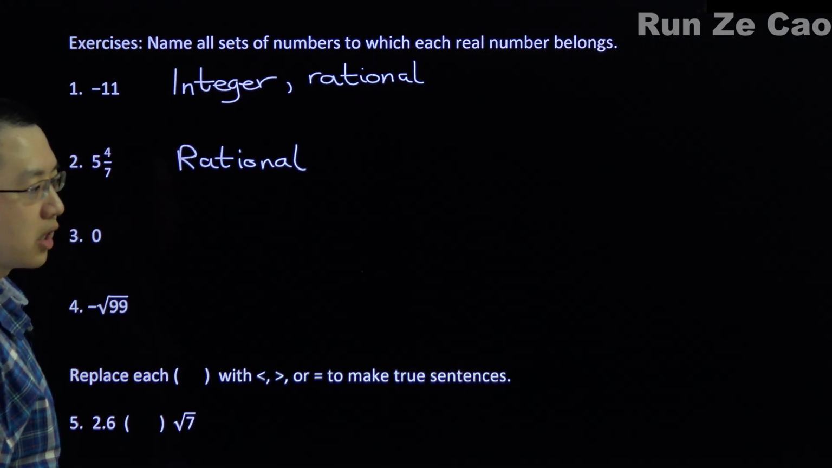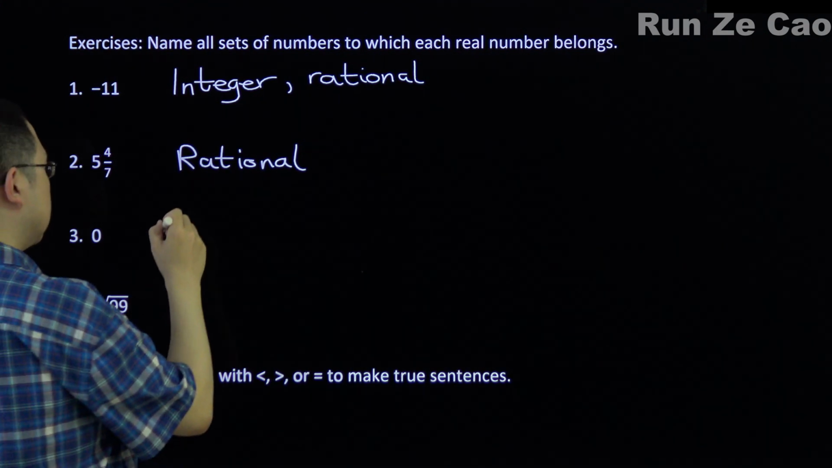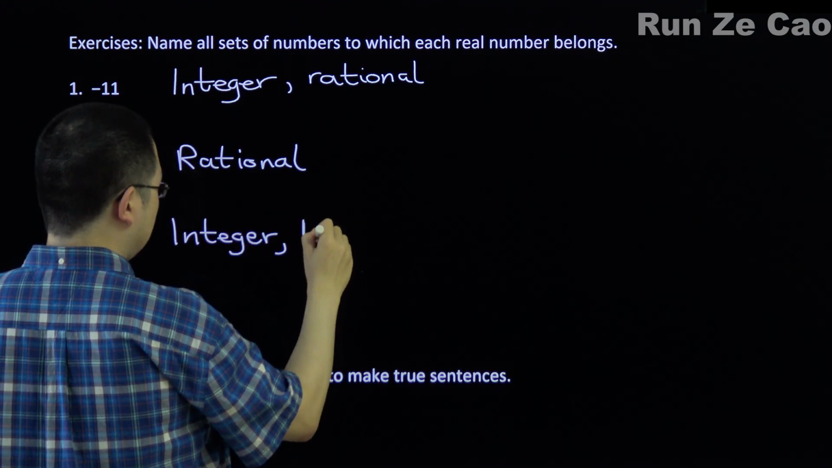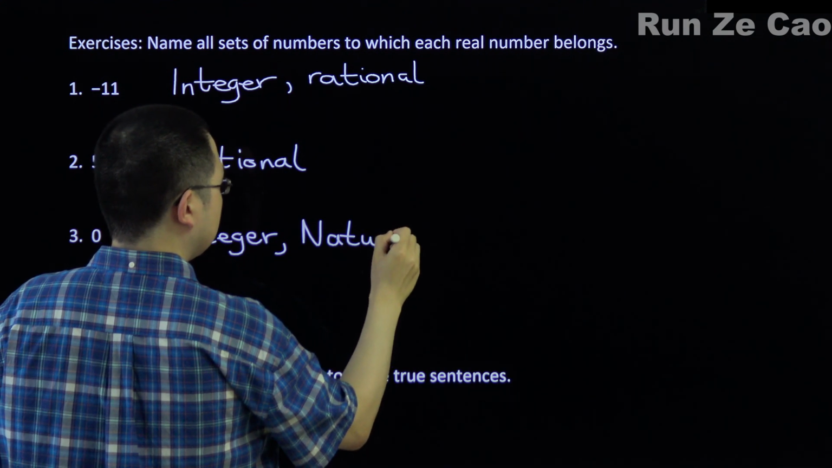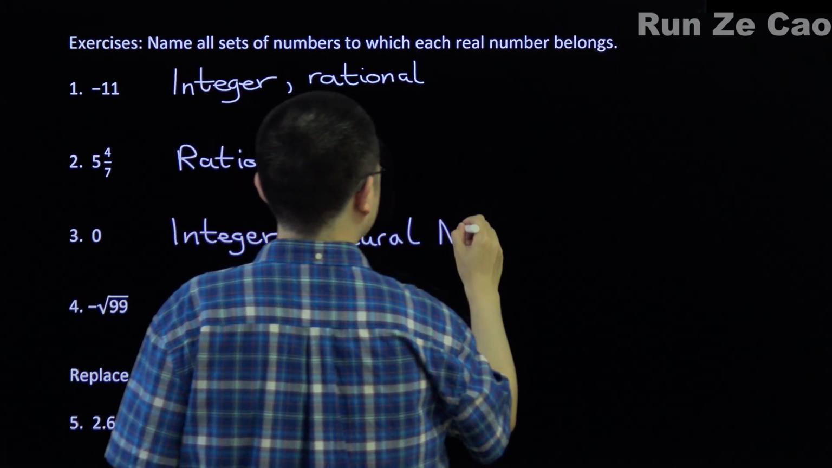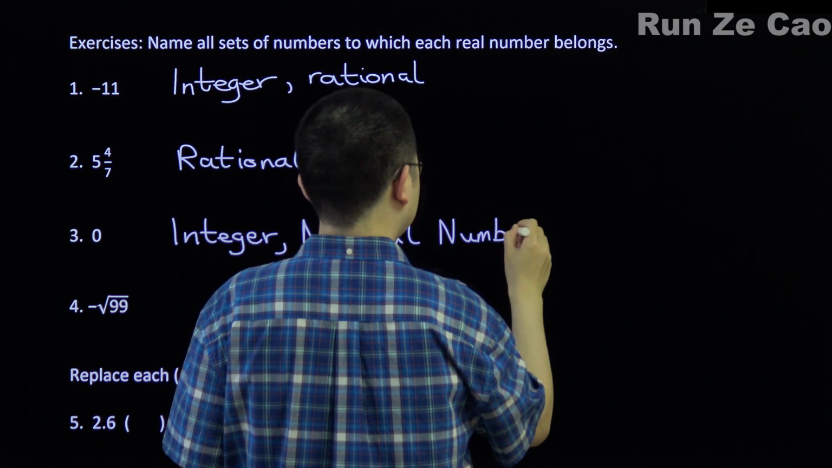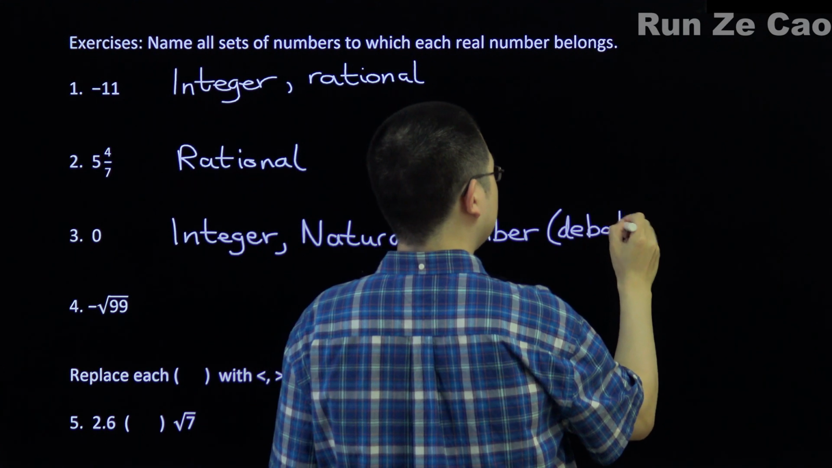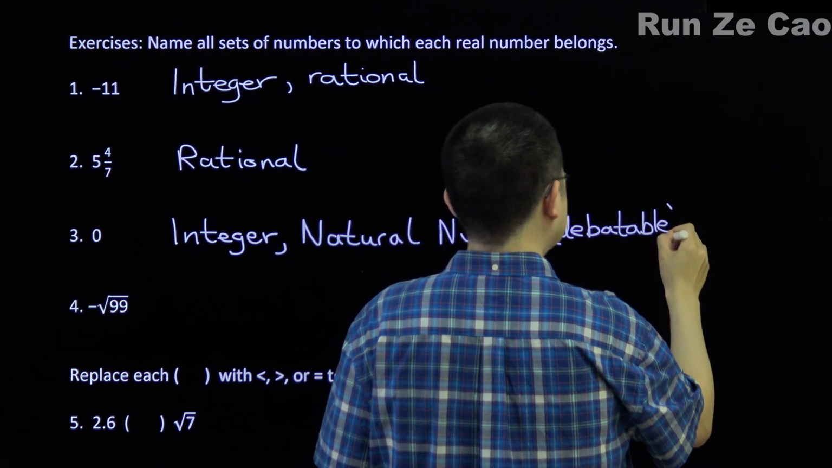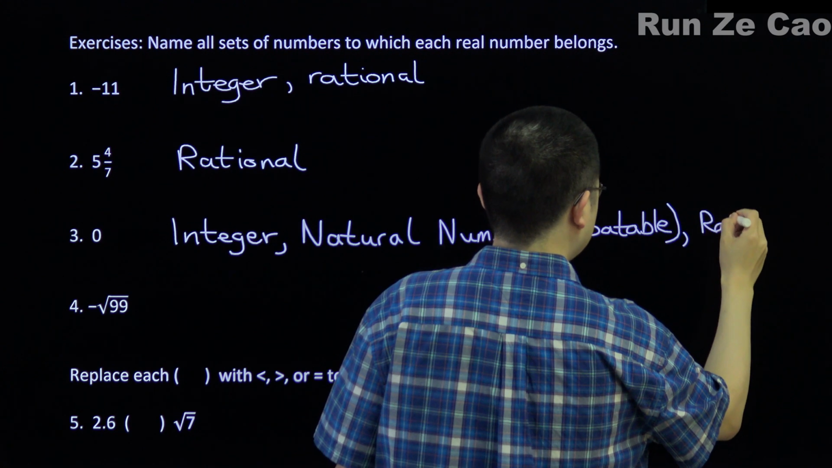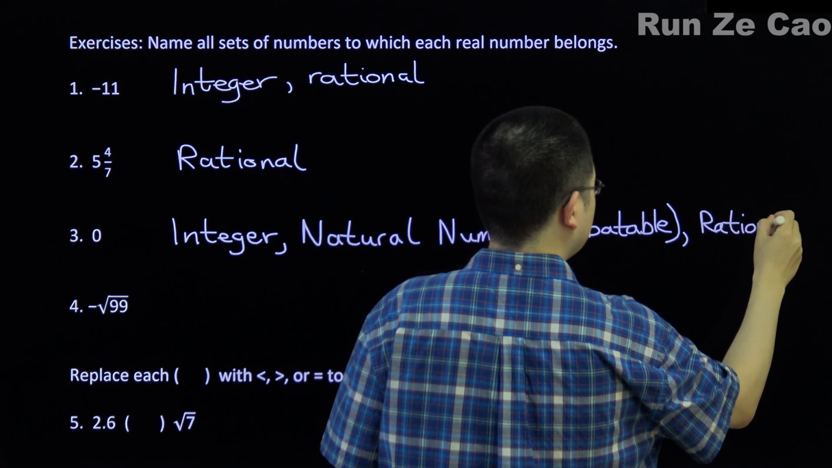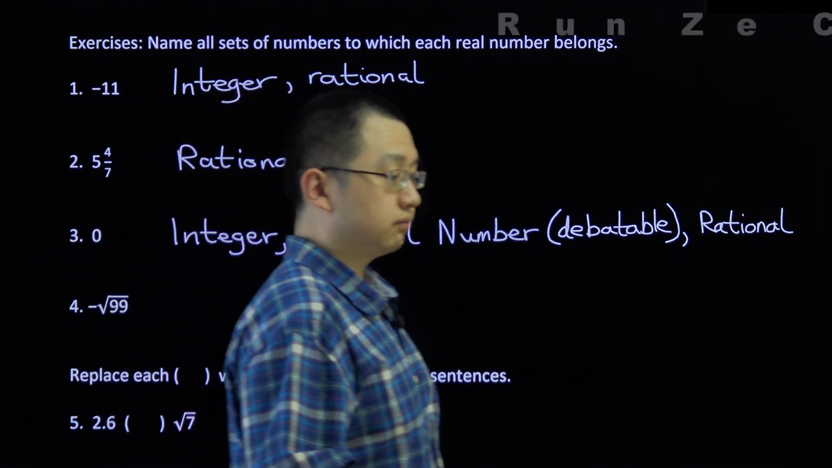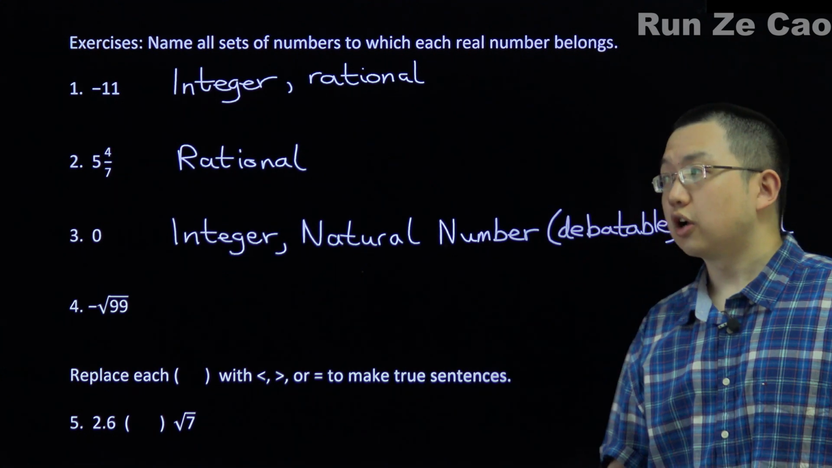But it's not a whole number. It's not an integer. 0 is an integer, and it's a natural number. This is debatable though. And it's rational because any non-zero number as a denominator and 0 as a numerator will give you 0. 0 divided by 0, though, will give you indeterminate.